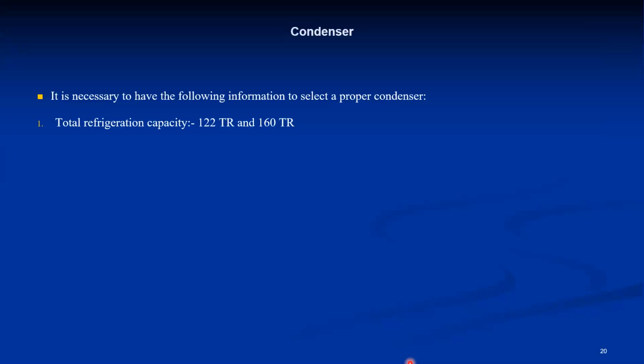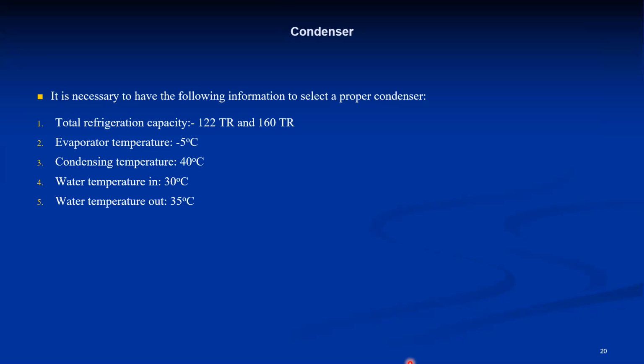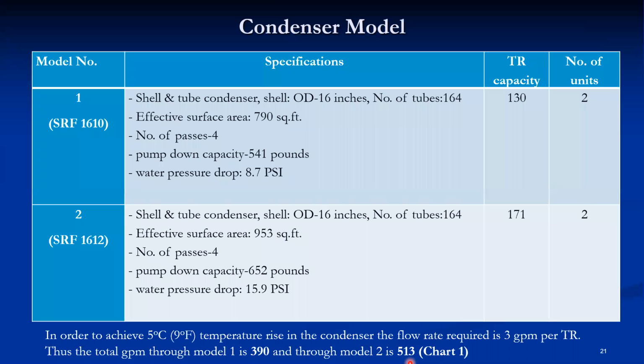So now the total refrigeration capacity is already known to us, evaporating temperature, condensing temperature, water temperature available. So these are the information required. Out temperature, what should be the delta T across, or the water temperature drop requirement, that is generally assumed to be 5 degrees Celsius. And based on that, the shell and tube condenser models are selected.